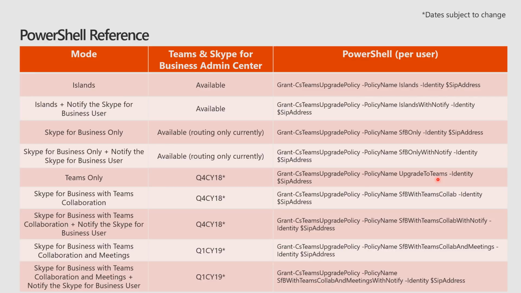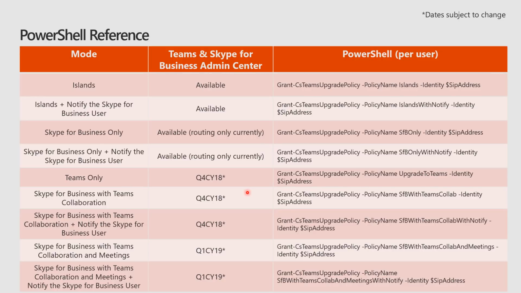Now, one last item to note here. In the Skype for Business and Teams Admin Center, islands, the notification options for islands, and the Skype for Business only mode with notify, those are all currently available. The Teams only mode is currently rolling out into Ring 4, which is our production ring, and is expected to complete this quarter. So if you don't see that in your Skype for Business and Teams Admin Center, you can still assign that through PowerShell if you so desire. The remaining modes are due to light up over the coming quarters in the Skype for Business and Teams Admin Center.